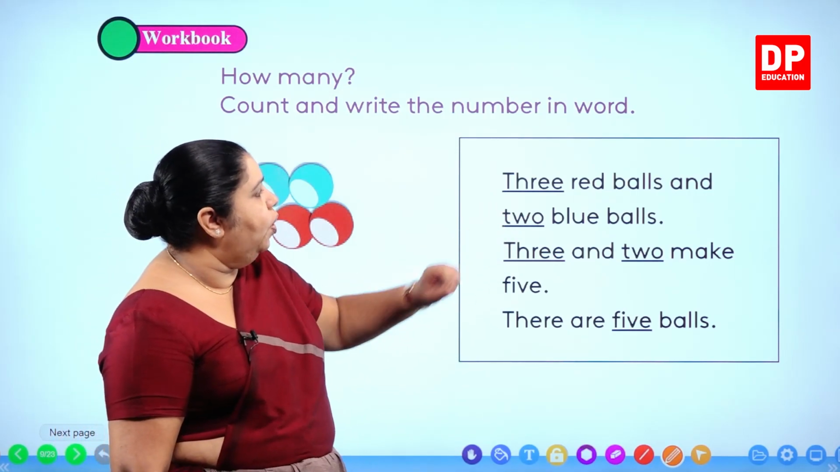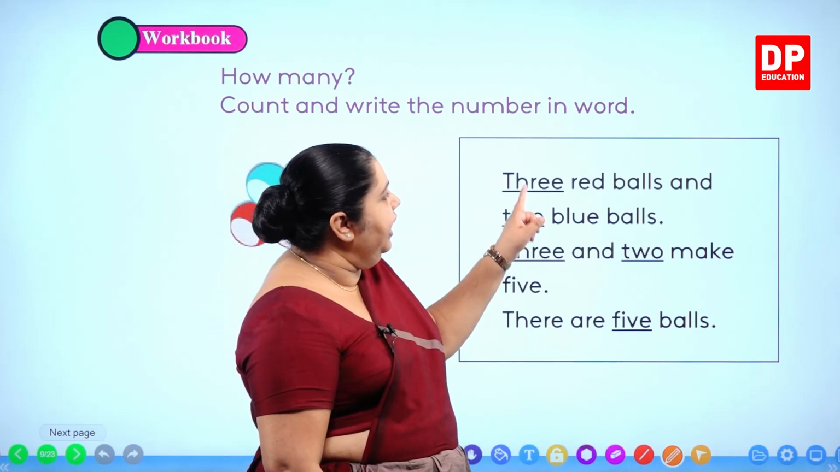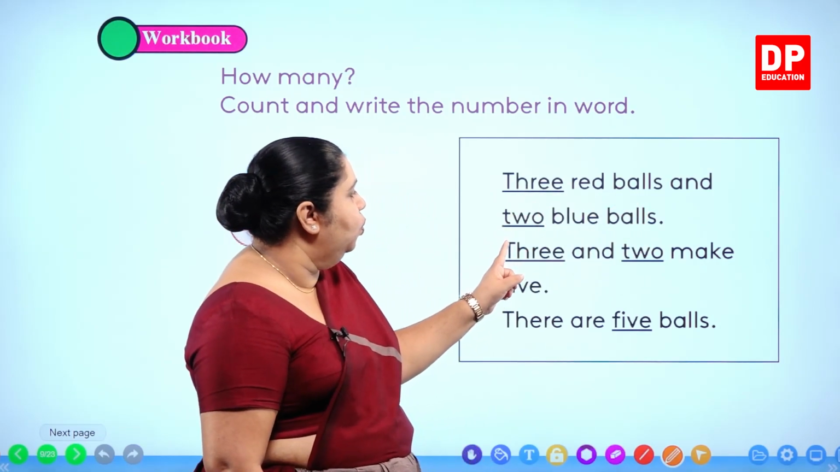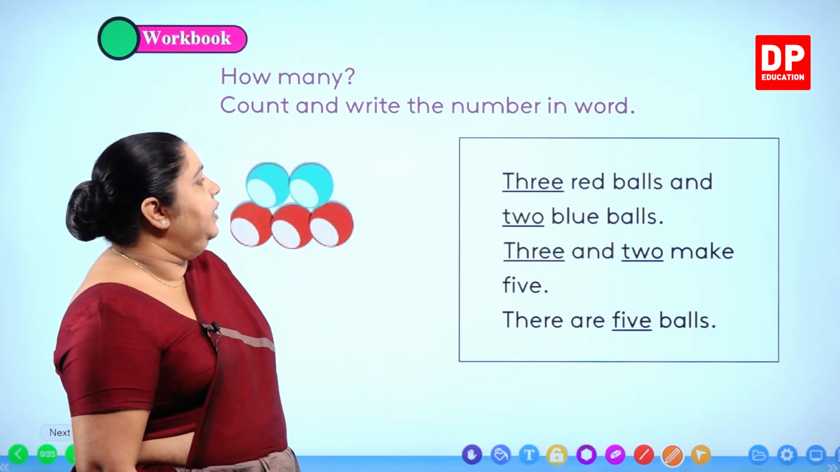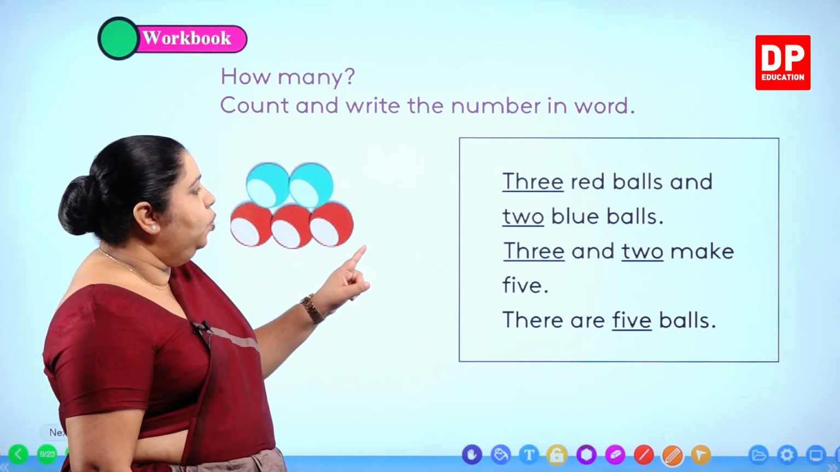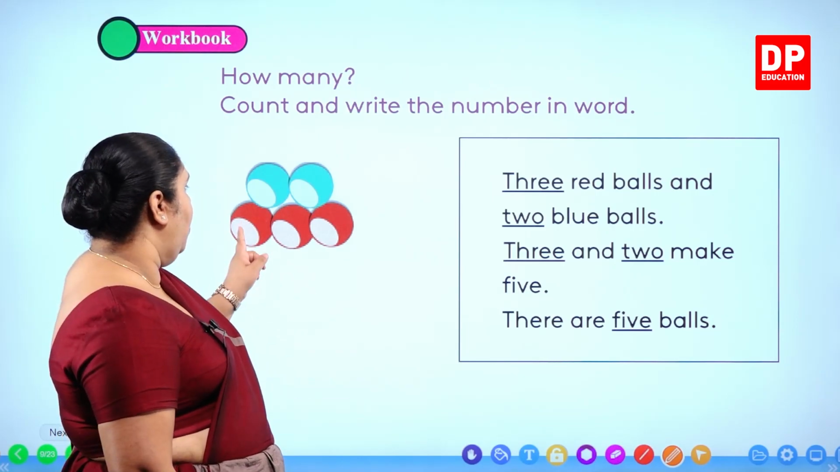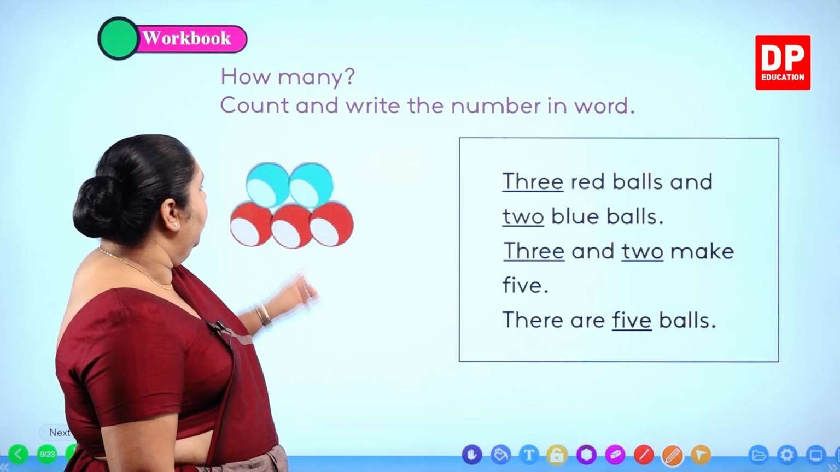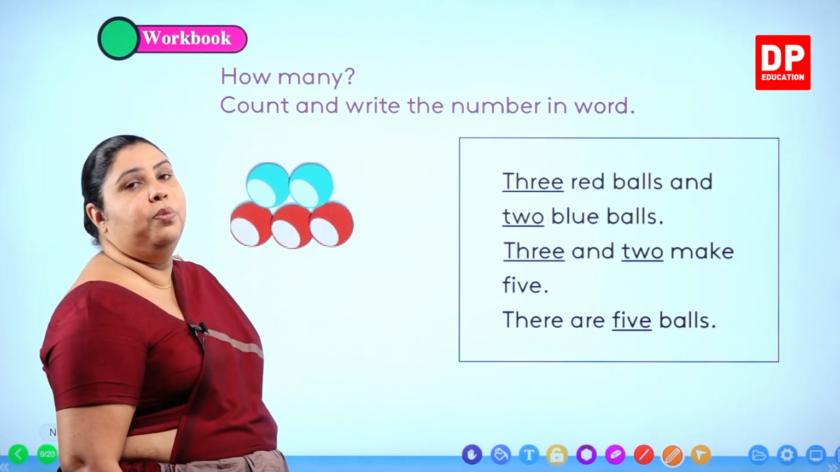Now let's move on to this side and we'll read it. 3 red balls and 2 blue balls. Is that right? 3 red balls, 2 blue balls. 3 red balls. 1, 2, 3 red balls. That's right. 2 blue balls. 1, 2. 2 blue balls.